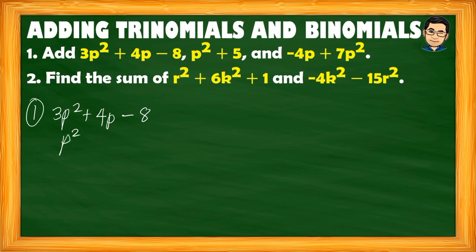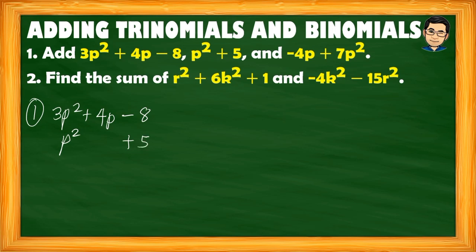By the way, kailangan po yung mga polynomials natin nakasulat sa standard form. So, standard form, paano natin malalaman na ang polynomial ay nakasulat sa standard form? Kapag yung mga terms ay naka-arrange in decreasing powers. Pababa yung mga exponents ng bawat terms. So, p squared plus 5.